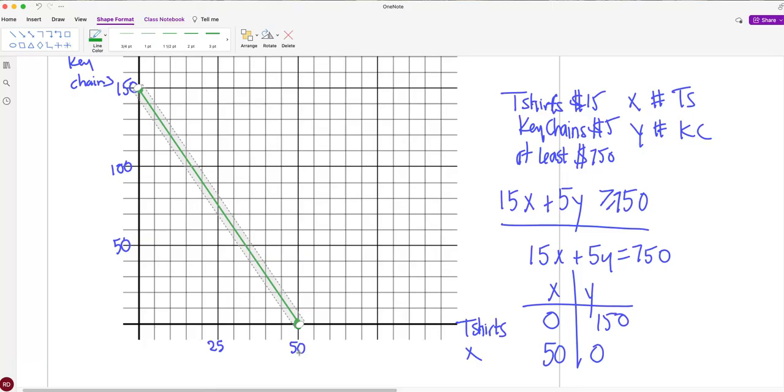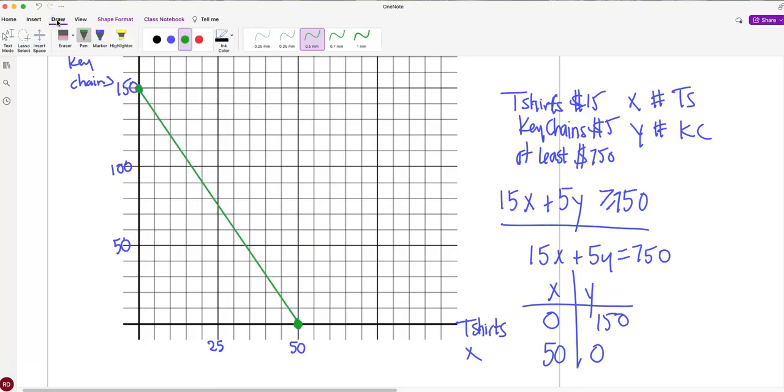Now I just want to be sure where I'm shading for this particular one. If I were to plug in the point 0, 0, is 0 greater than or equal to 750? Answer is no. So 0, 0 is not part of the solution. So my solution is all of this.